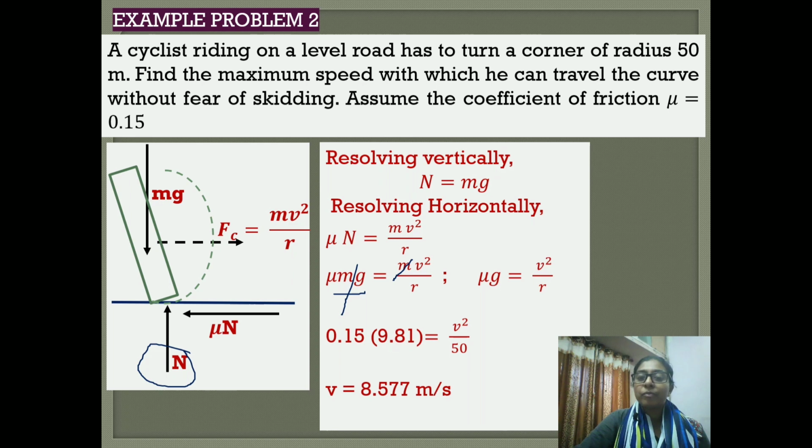We know the value of mu is 0.15 and the value of g is 9.81, and v square by the radius of the curve, which is given as 50. So velocity is equal to 8.577 meter per second. That means he has to travel with a speed of 8.577 meter per second in order to avoid skidding.